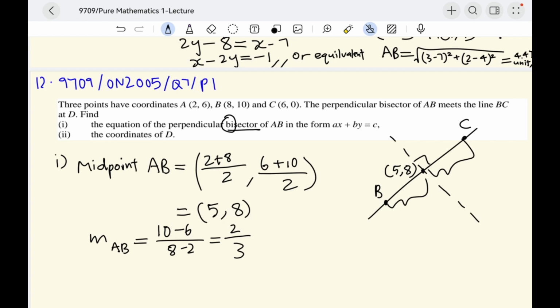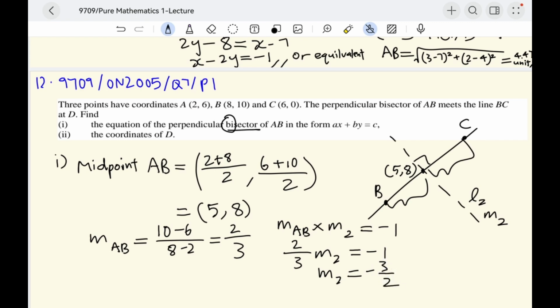Okay, let's assume the gradient of the perpendicular bisector is m2, I mean line 2. So that means the gradient of AB times the gradient of the perpendicular bisector is -1. This is the relationship that you should know. So here you have 2 over 3 times m2 equals -1. So that means your m2 is -3 over 2.